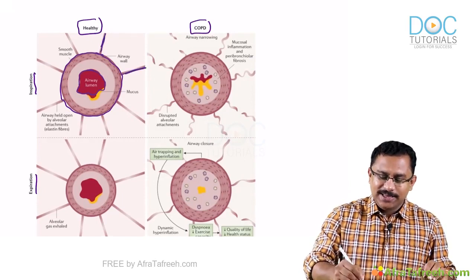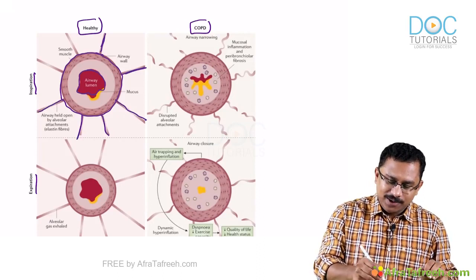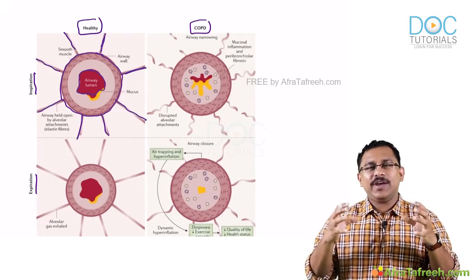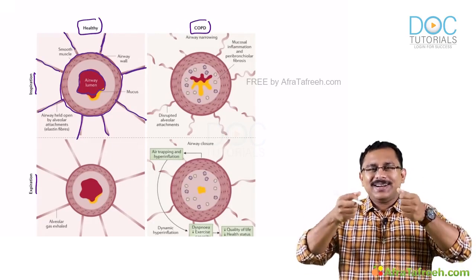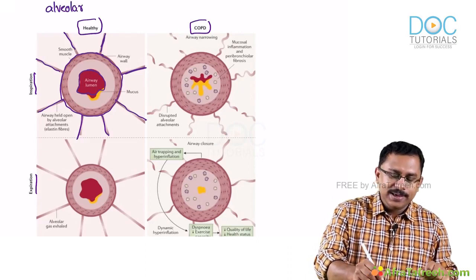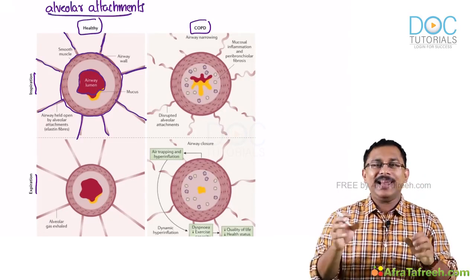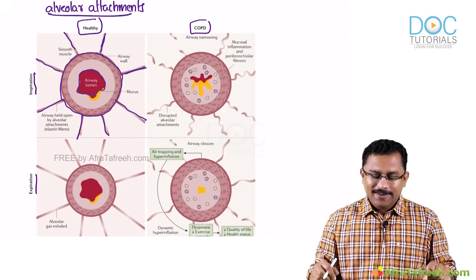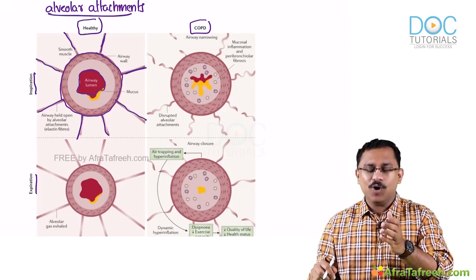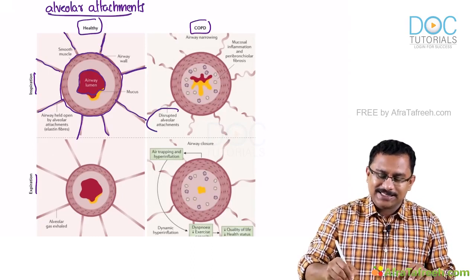What you are seeing, these are the alveolar septa, or the alveolar attachments. Now normally to keep the airway open, you have got to have a traction by these alveolar attachments. The alveolar attachments are very important to keep the alveoli open. But in case of COPD, the alveolar attachments are disrupted.